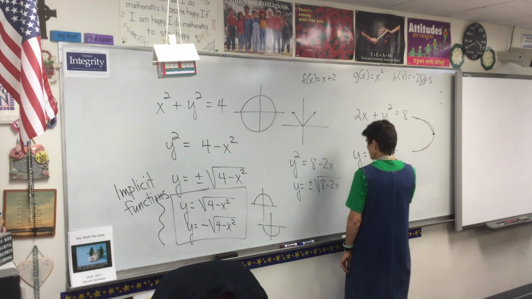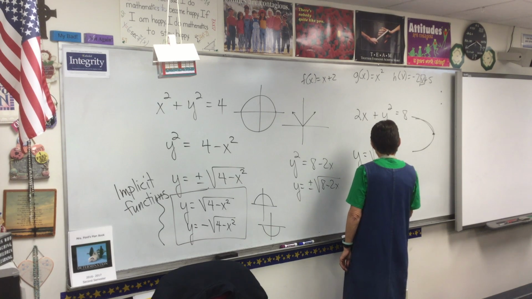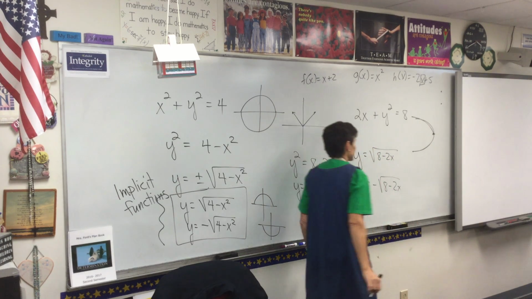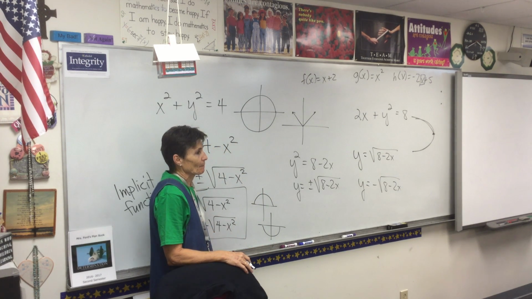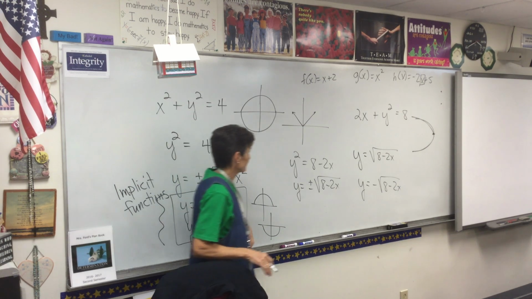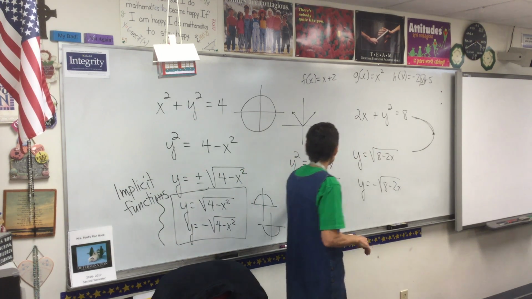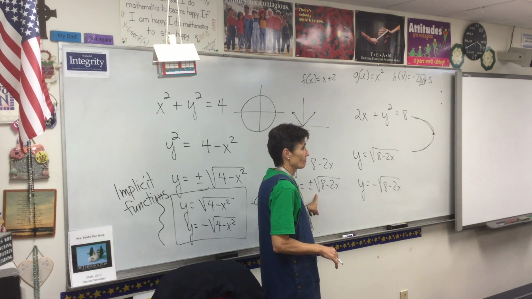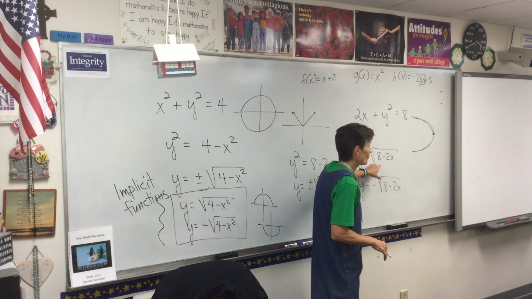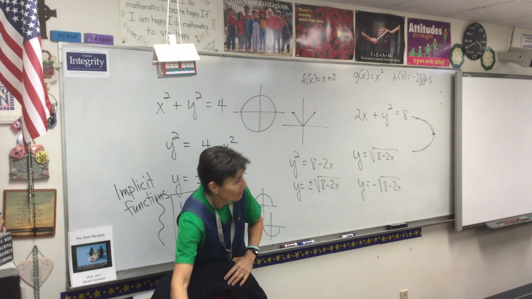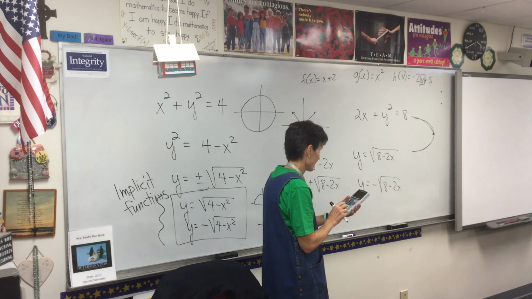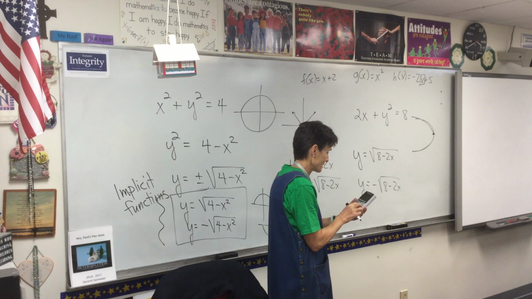So my implicit functions are the square root of 8 minus 2x and negative the square root of 8 minus 2x. Those are my implicit functions. Everybody okay with getting the equations? I gotta move my 2x over and then take the square root. Now, when you graph these, hopefully one's gonna be the top half and one's gonna be the bottom half of a parabola. And then I want you to tell me why that makes sense.